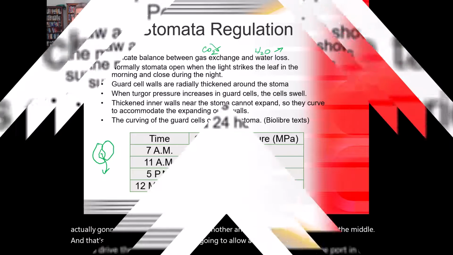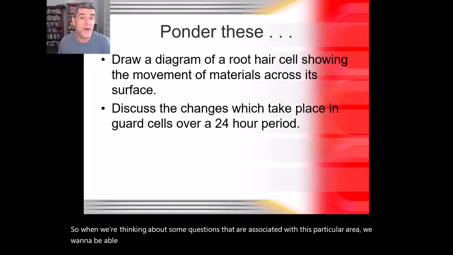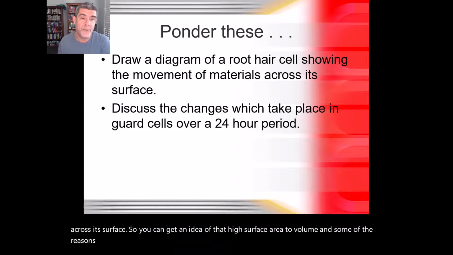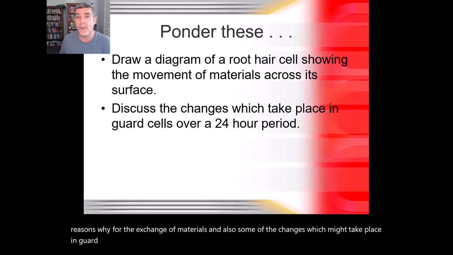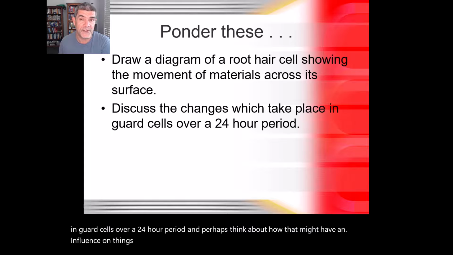So when we're thinking about some questions that are associated with this particular area, we want to be able to draw a diagram of a root hair cell which shows the movement of material across its surface, so you can get an idea of that high surface area to volume and some of the reasons why for the exchange of materials, and also some of the changes which might take place in guard cells over a 24-hour period, and perhaps think about how that might have an influence on things like the rate of photosynthesis and also the rate of water loss through the plant.